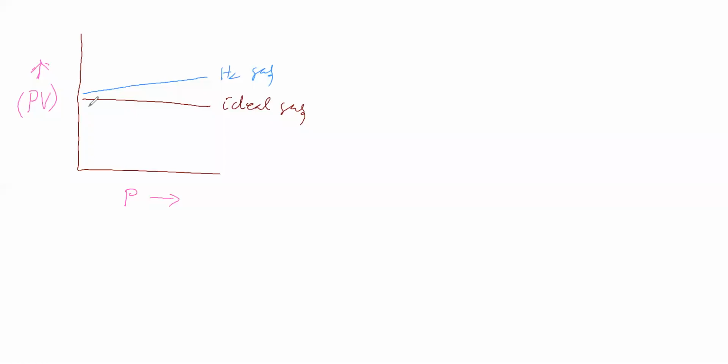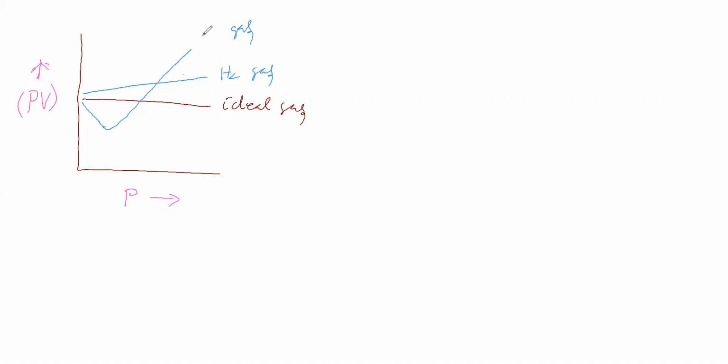Now let us take some other gas. For that we are drawing the graph. The graph comes like this. Suppose it is for some other gas we will take.